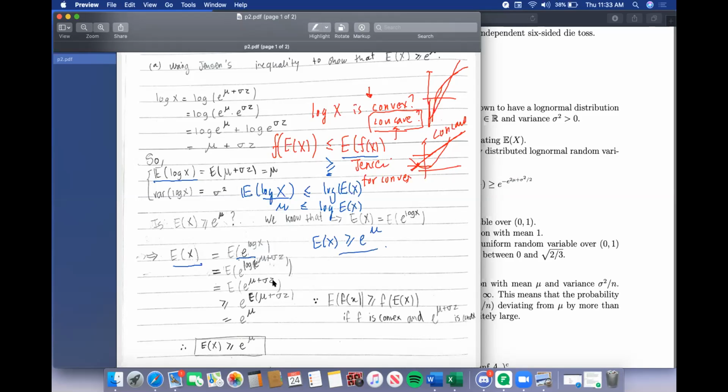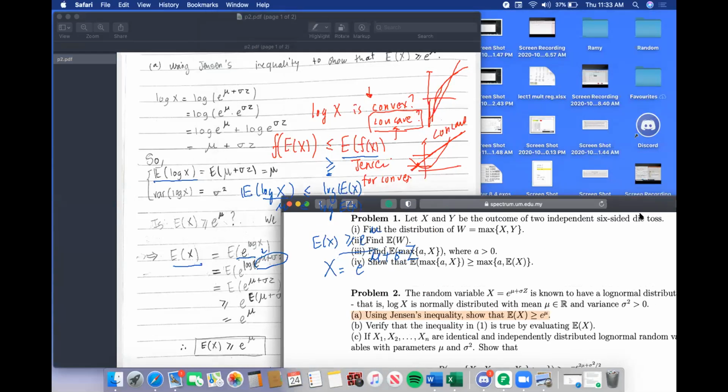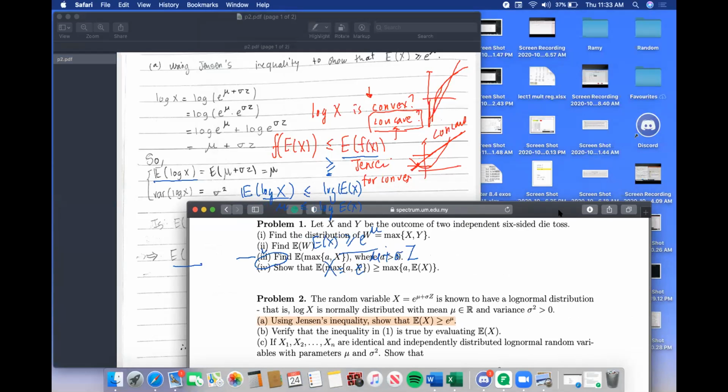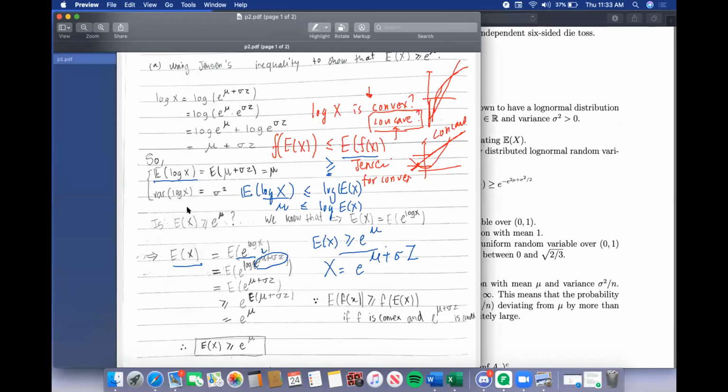And then somehow you wrote x to be e of mu plus sigma z. All right. Now let's look back at the question. Where your x is equal to, okay, fine. Okay, so this is correct. And then this basically cancels, so you get this.